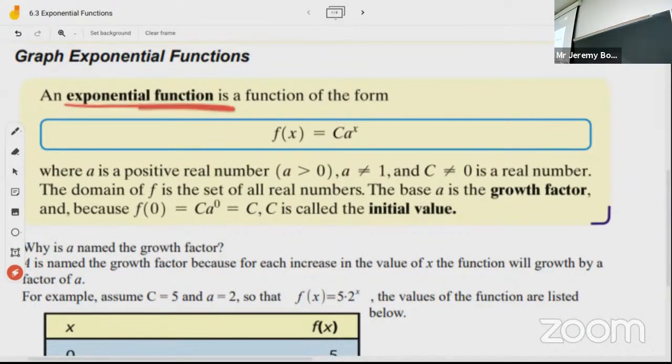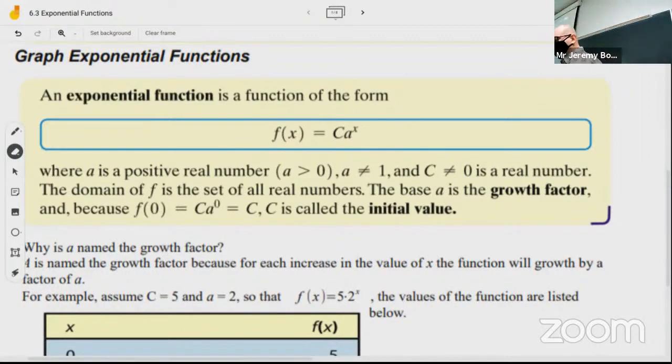An exponential function is a function of the form f of x is equal to c times a to the x. Now you can have a plus something on there as well. That's totally fine. But the basic form is c times a to the x. And we're going to talk about what happens if you have a plus d or a minus d.